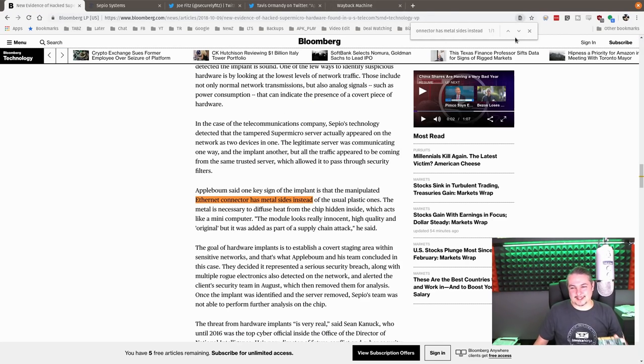But this part really caught me as a little bit funny. Applebaum said one key sign of the implant is that a manipulated Ethernet connector has metal sides instead of the usual plastic. And I'm like, huh? Metal? I grabbed, and there's a reason I'm holding a prop here.